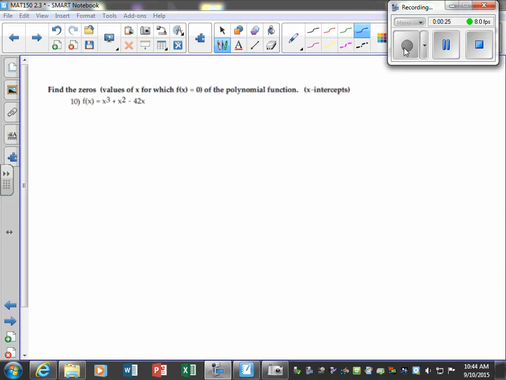Okay, so we have our function: f of x is equal to x cubed plus x squared minus 42x. Anytime you find x-intercepts, we let y equal 0. Remember, this is the same thing as y equals, so basically we want to set our function equal to 0 and solve. So x cubed plus x squared minus 42x equals 0.